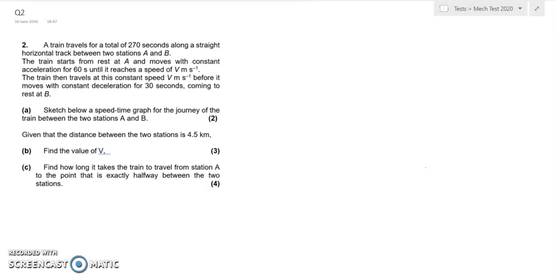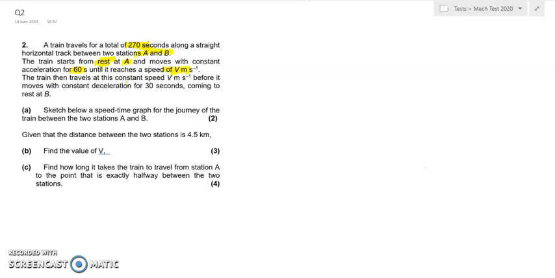So this is the second question. A train travels for a total of 270 seconds along a straight horizontal track between two stations A and B. The train starts from rest at A and moves with constant acceleration for 60 seconds until it reaches a speed of v meters per second.